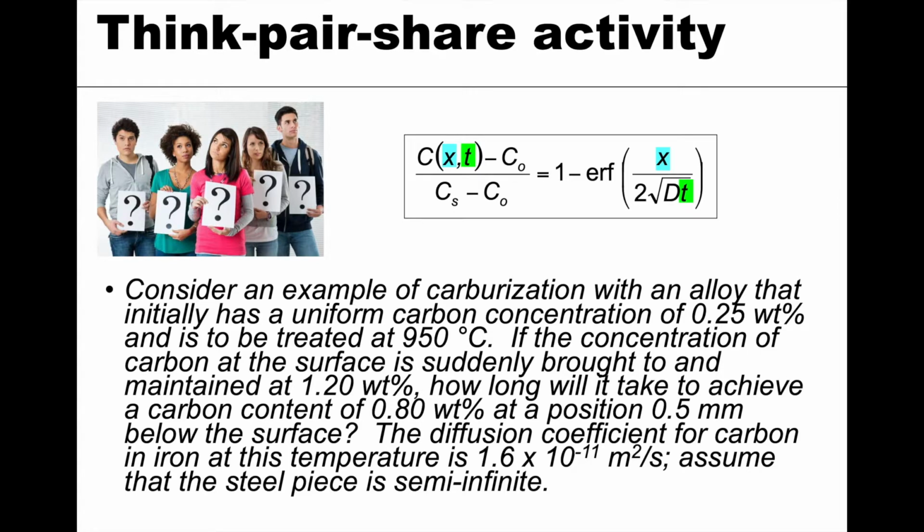So we start with an alloy that initially has a uniform carbon concentration of 0.25 weight percent, and we're going to treat this alloy at 950 degrees Celsius. And then if the concentration of the carbon at the surface is suddenly brought up to 1.2 weight percent and maintained there, we're asking how long will it take to achieve a carbon concentration of 0.80 weight percent at a depth or position of 0.5 millimeters below the surface.